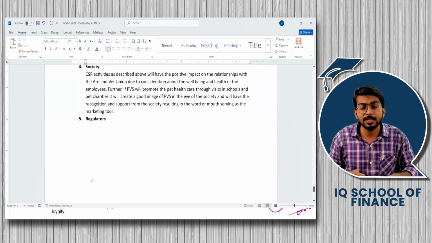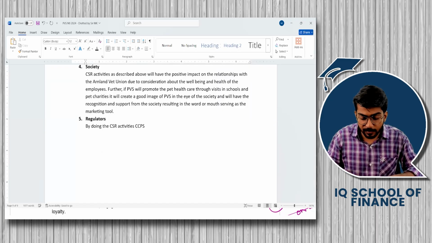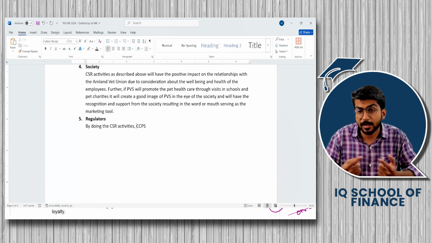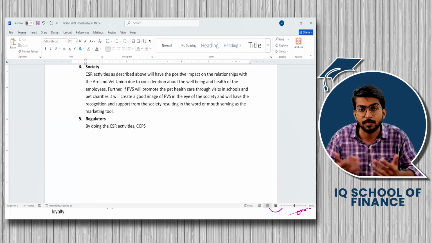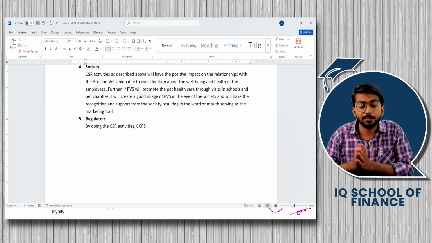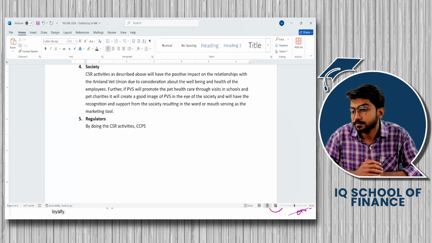So regulator means CCPS. So, why do we make these kinds of mistakes? The number one thing is that I'm asking you to draft it rapidly right now, and as we are not that good at drafting, we somehow merge or mix things. So with the passage of time and with practice, you will learn how to keep points separated so that you do not mix them up.